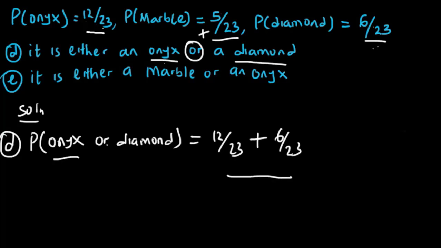Now we find the LCM. LCM of 23 and 23 will give us 23. 23 divided by 23 is 1. 1 times 12 is 12. Plus 23 divided by 23 is 1. 1 times 6 is 6. Do you understand? 12 plus 6 is 18. So we have 18 over 23. Do you understand? So let's do E.